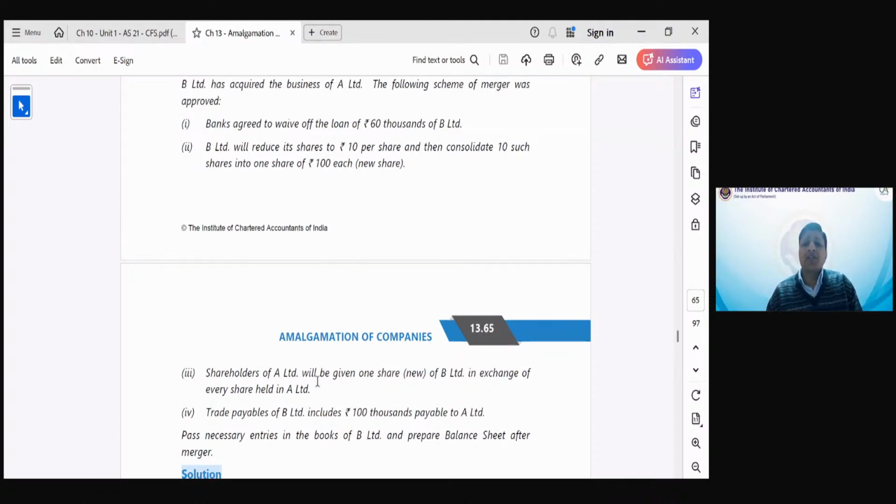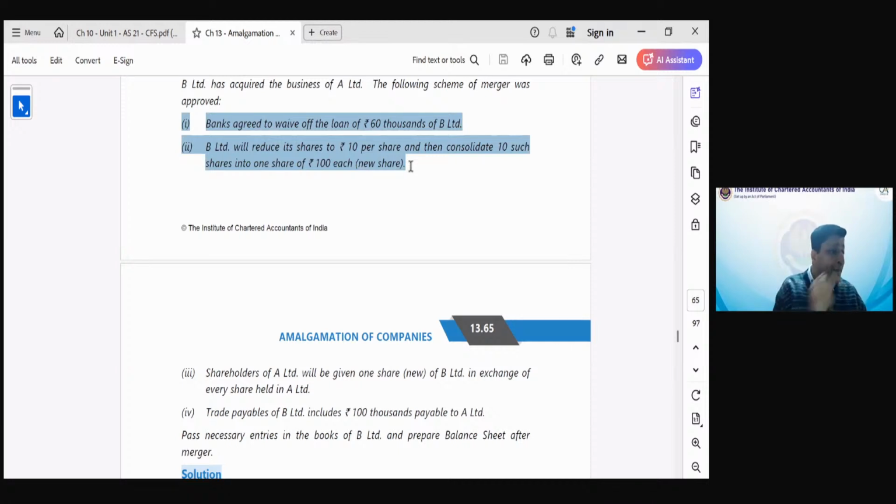Then it says shareholders of A Limited will be given one share of B Limited. Now this share you will compute after taking the adjustments 1 and 2 in the books of B Limited. So that's the only thing. Otherwise, there is nothing different. Clear on this?